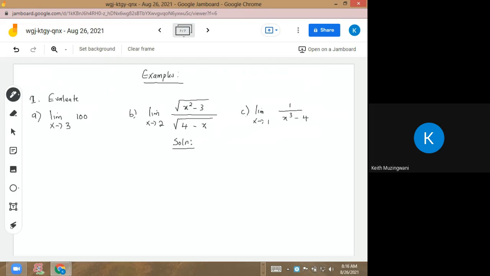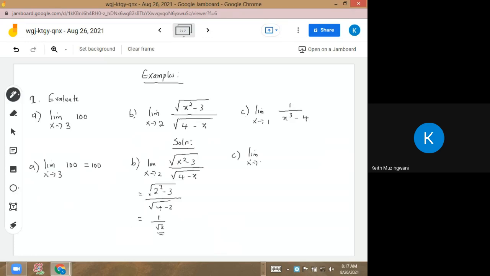Solution. For A, the limit as x goes to 3 of 100 is equal to 100. For B, the limit as x goes to 2 of the root of x squared minus 3 over the root of 4 minus x. Here, if you want, you can take the limits inside, or you just substitute the numbers. So you say the root of 2 squared minus 3 over the root of 4 minus 2. 4 minus 3 is 1, over root 2. And for C, the limit as x goes to 1 of 1 over x cubed minus 4, we substitute. This will be 1 over 1.